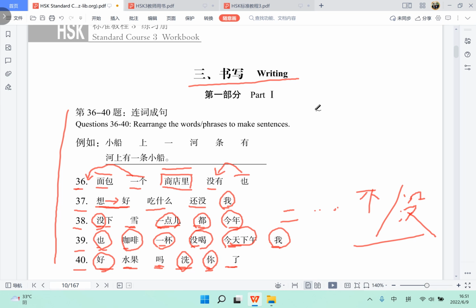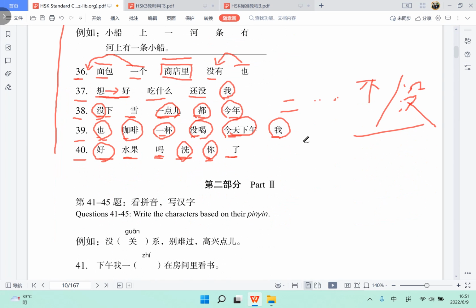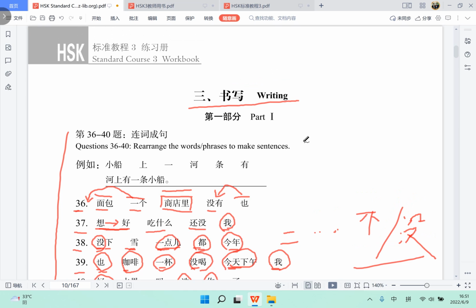Okay, these are the contents that I assume should be explained. And the rest part you can do by yourself. I think it won't be too difficult for you, and with the help of your textbook, I think you can fix that.